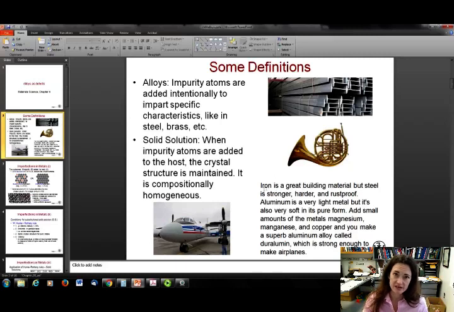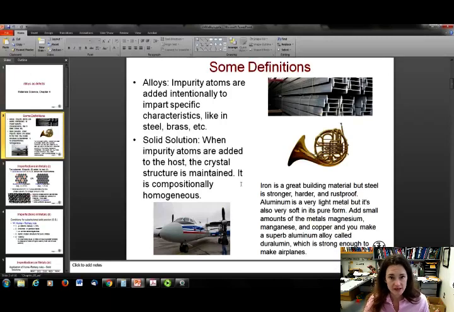They make airplanes out of it, of course, because aluminum is a very light metal. It has a low density, but it's also really super soft in its pure form. So if you add dopants or impurity atoms of things like magnesium, manganese, and copper, then you make a harder, tougher alloy that's still very lightweight and maximizing all the properties that you want of that blend.